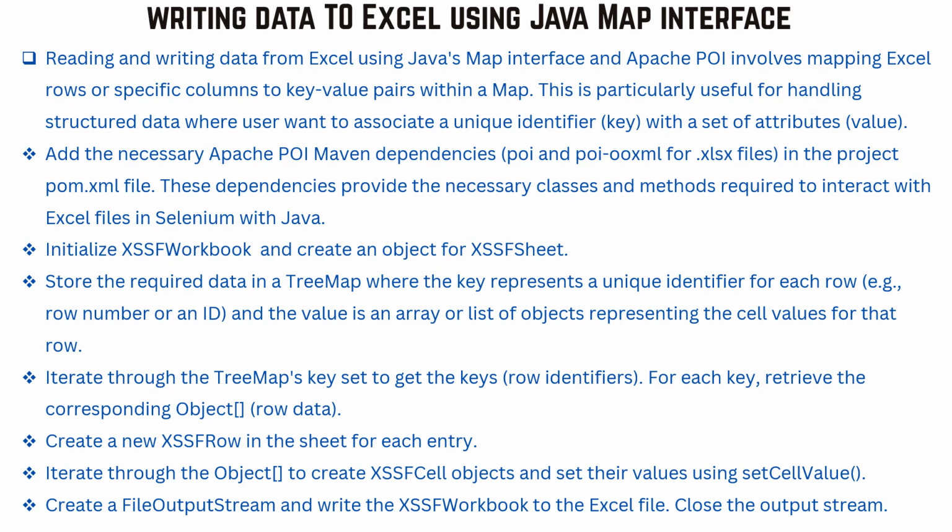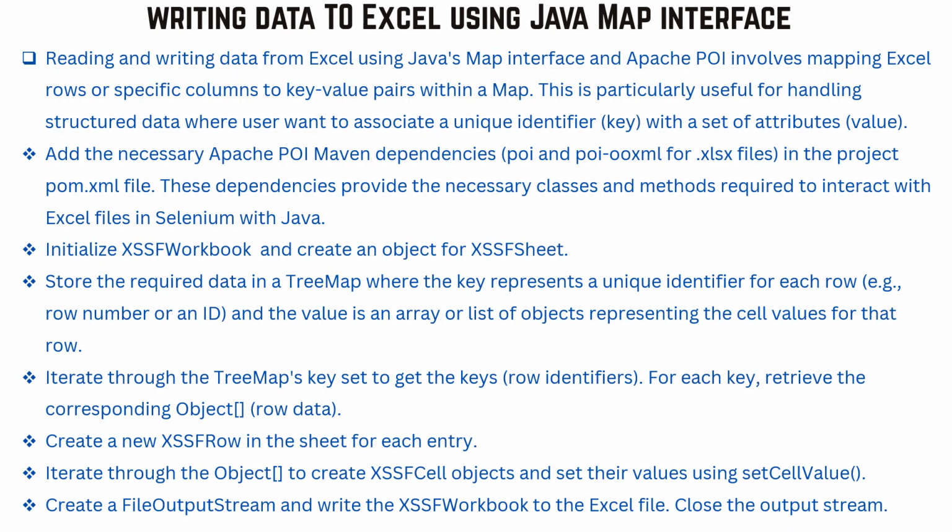First, you need to add the necessary Apache POI Maven dependency, primarily poi and poi-ooxml dependency for .xlsx files, in the project pom.xml file. This dependency will provide the necessary classes and methods required to interact with the Excel file in Selenium with Java. After that, the user needs to initialize an XSSFWorkbook and create an object for the XSSFSheet. Then they store the required data in the TreeMap, where the key represents a unique identifier for each row, for example a row number or an ID, and the value is an array or list of objects representing the cell values for that row.